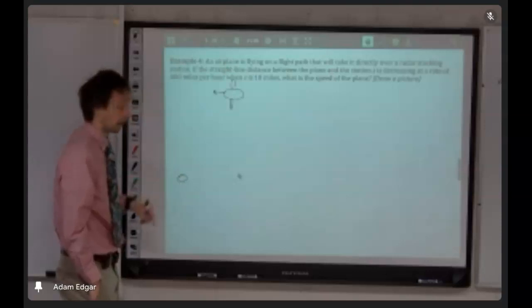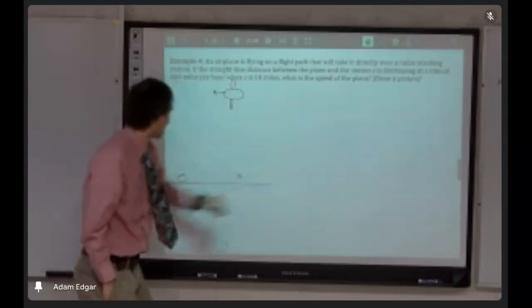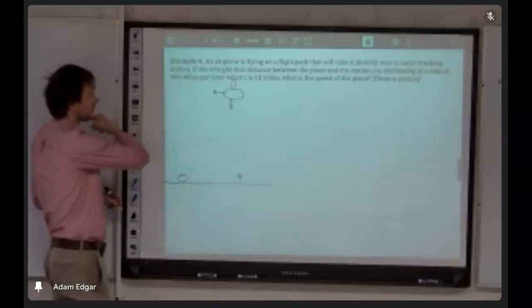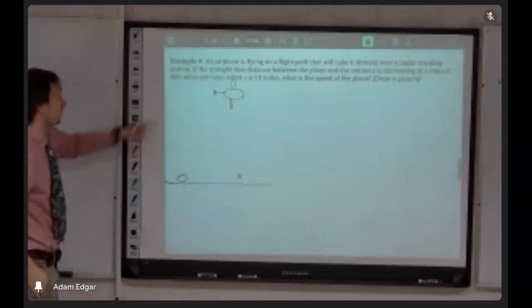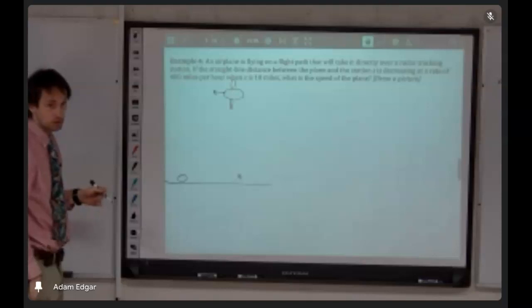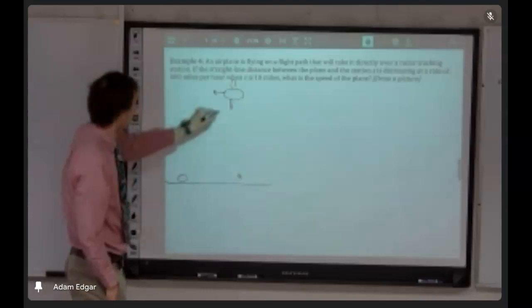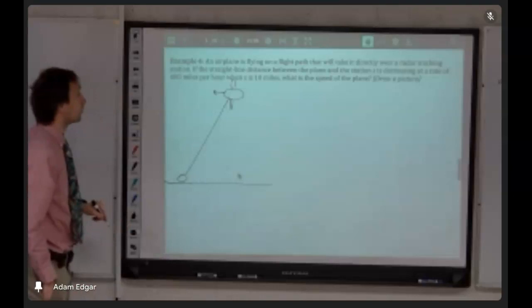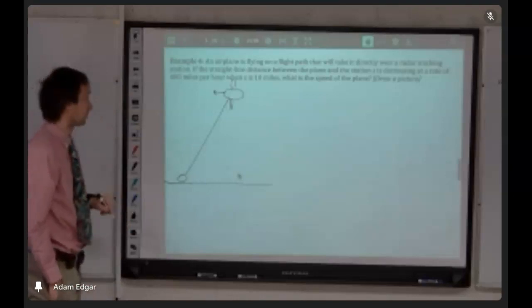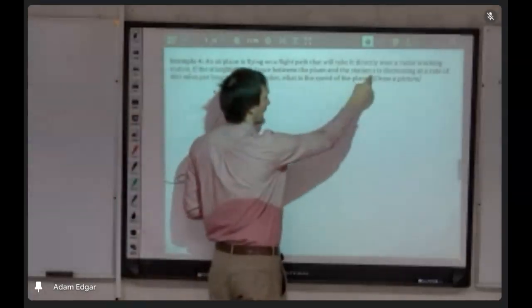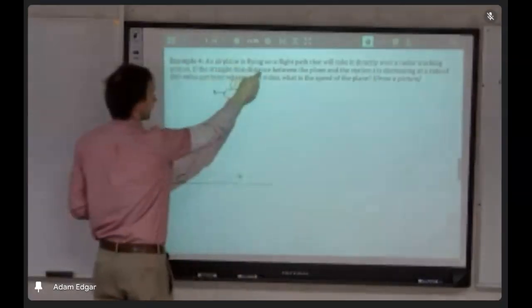Here's the ground. The plane is moving so that it's going to go over the radar tracking station. We have a straight line distance between the plane and the station. What do straight lines look like? Lines. So we draw a straight line between the plane and the radar tracking station. And we call that distance S because S is referring to the straight line distance. So that's S.